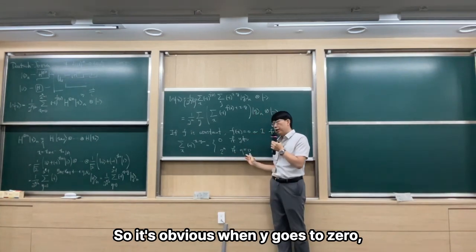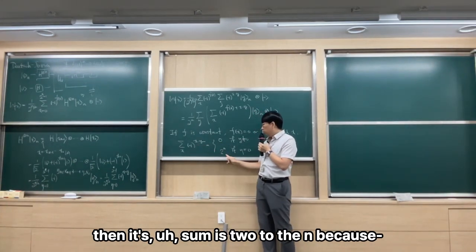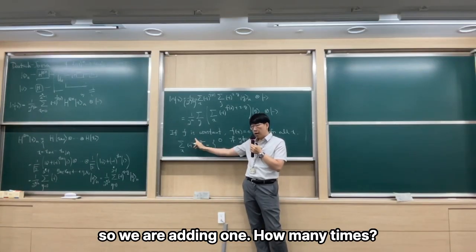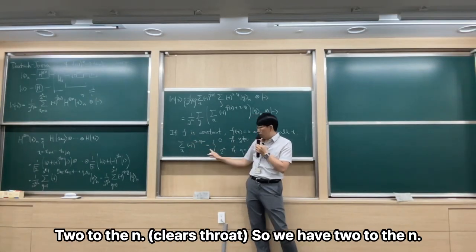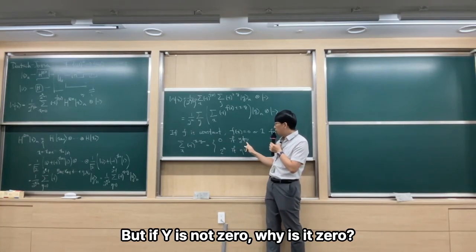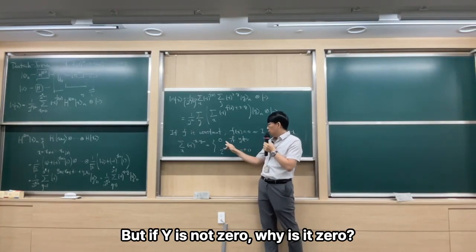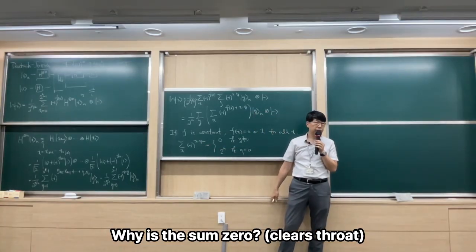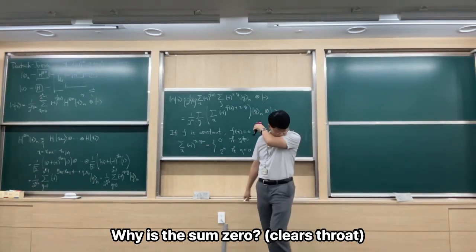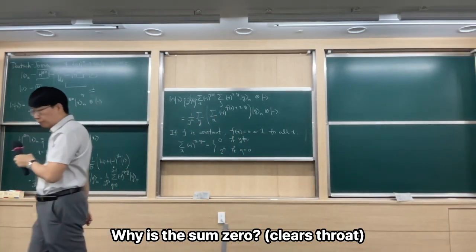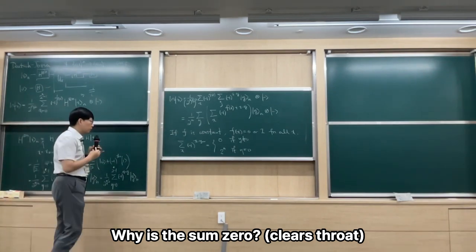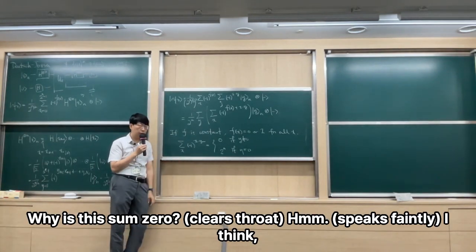So it's obvious that when y equals 0, the sum is 2 to the n, because when y is 0, this exponent is 0, so we are adding 1, how many times? 2 to the n. So we have 2 to the n. But if y is not 0, why is the sum 0? Why is this sum 0?